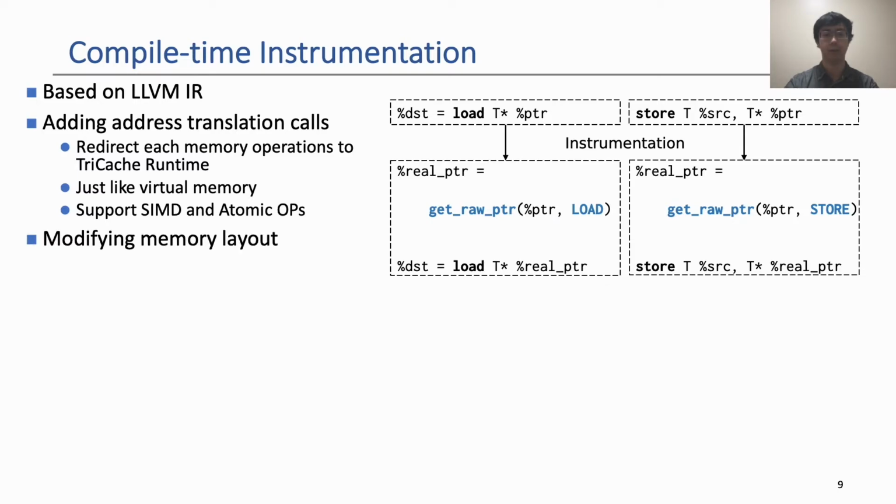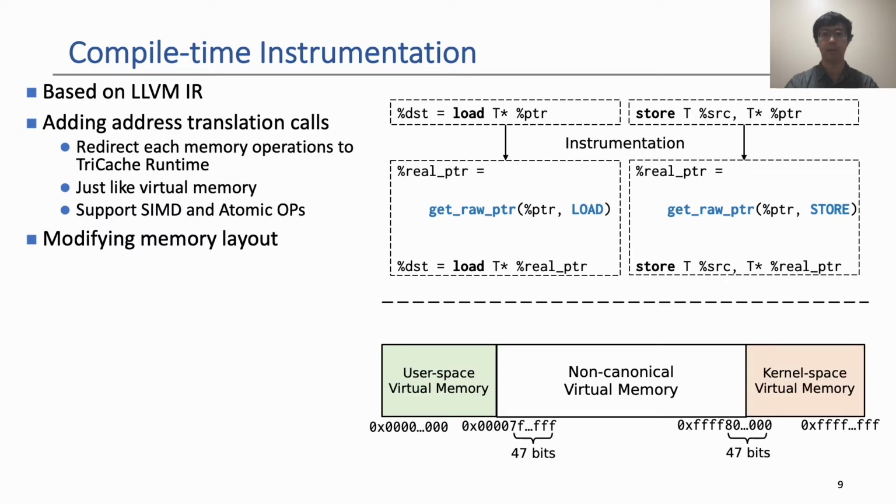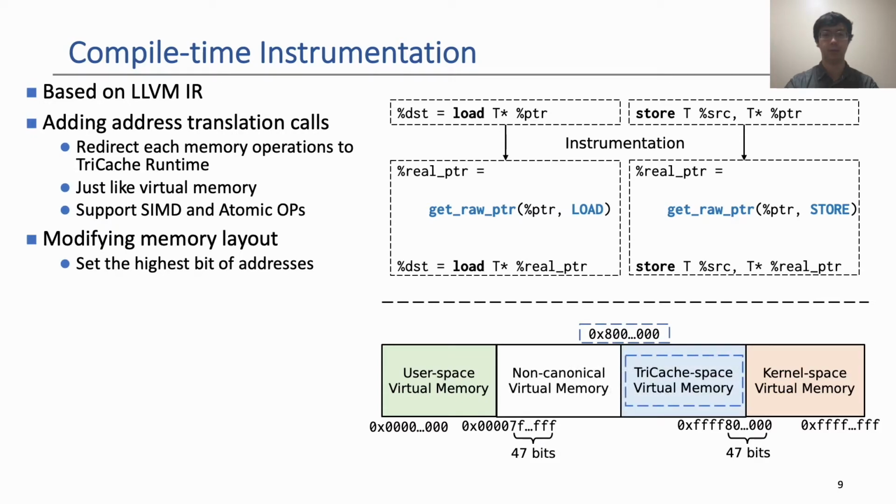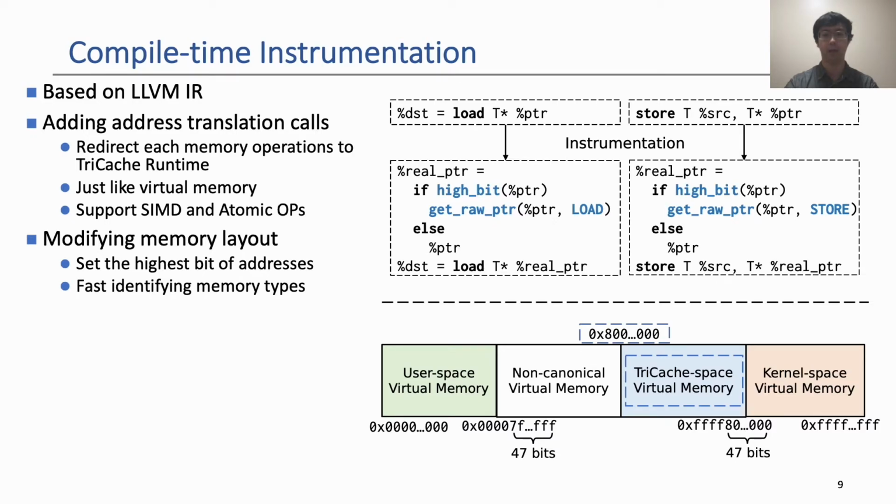In addition, TriCache modifies the memory layout. Here is the current Linux memory layout. TriCache sets the highest bit of the address and puts its virtual memory space into non-canonical virtual memory. Therefore, checking the highest bit in LLVM IR can quickly identify user space or TriCache space memory.